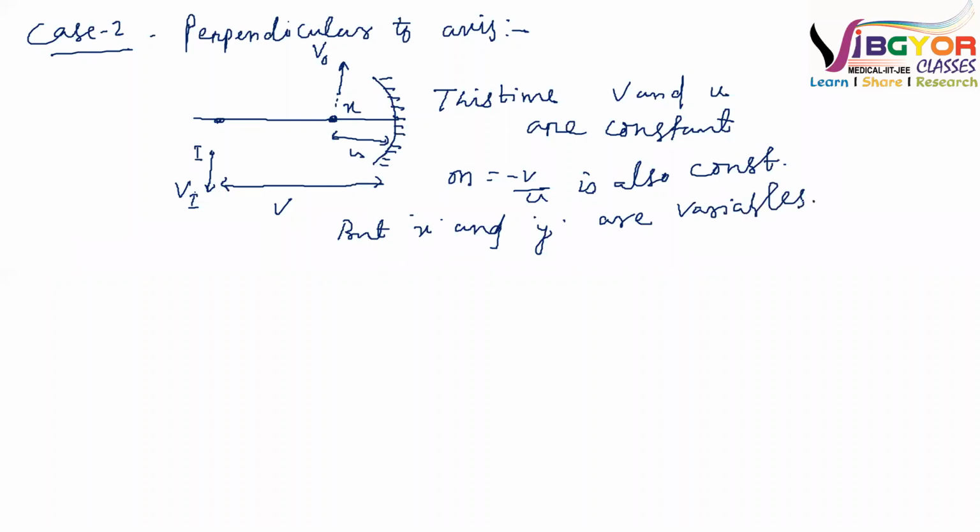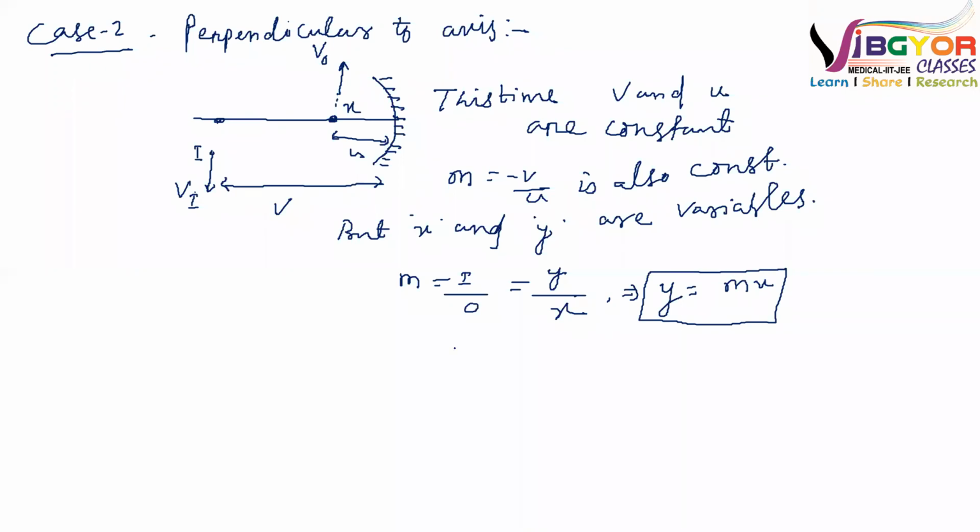Here the image displacement is y. So magnification is equal to I by O, that is y by x. If I cross multiply, then y is equal to mx. The displacement of the image is equal to m times the displacement of the object.